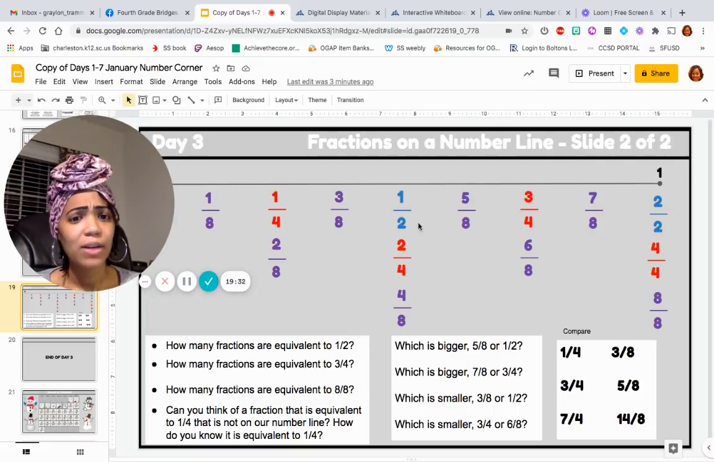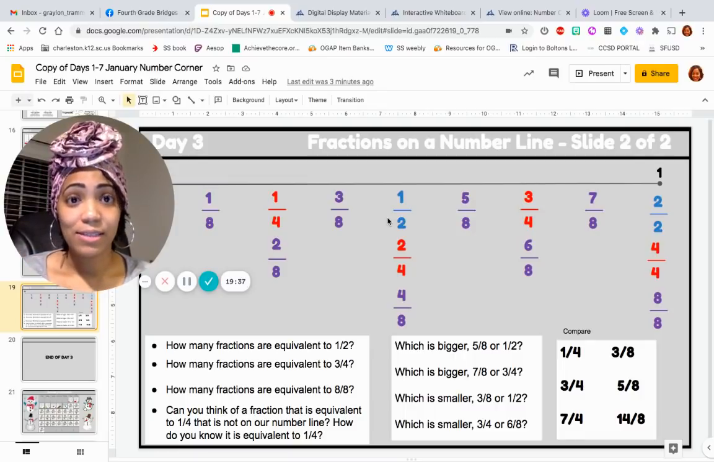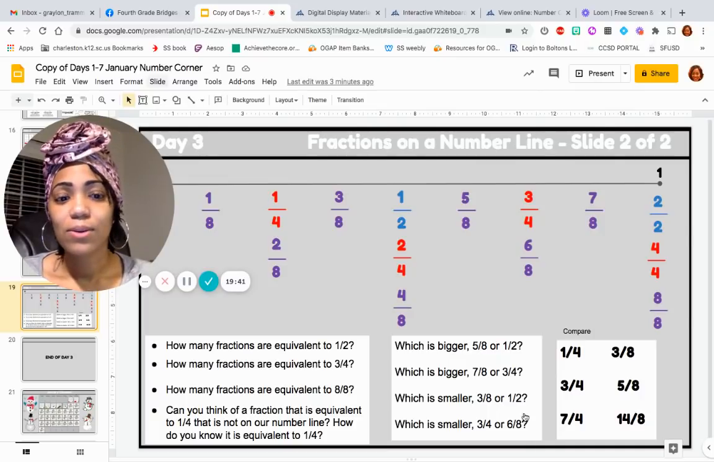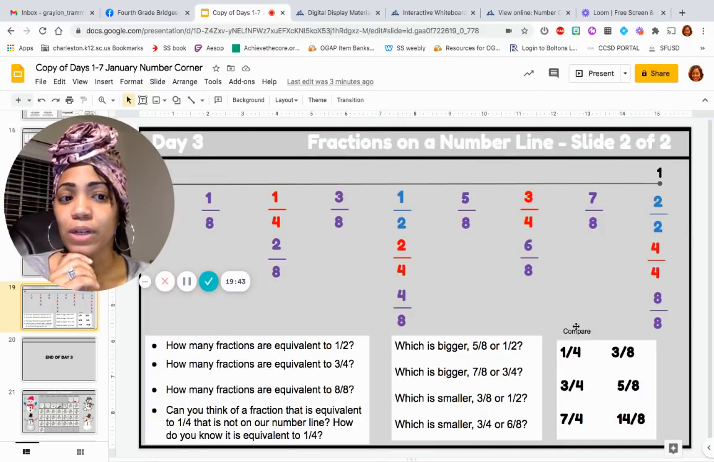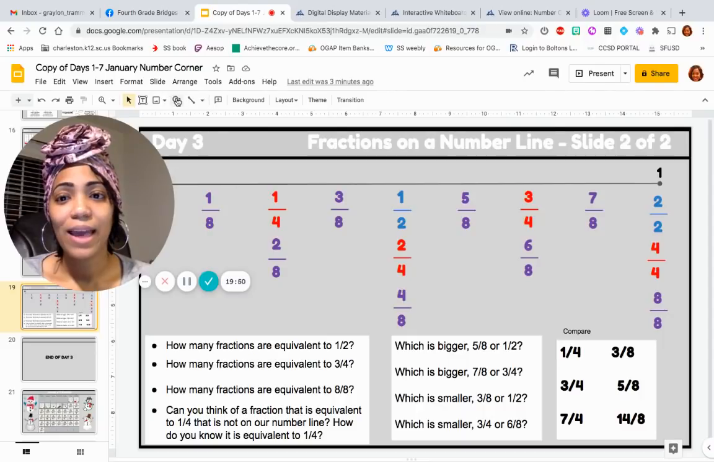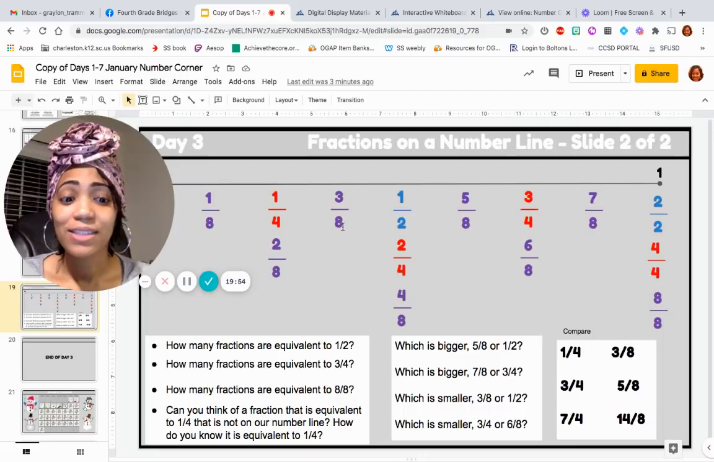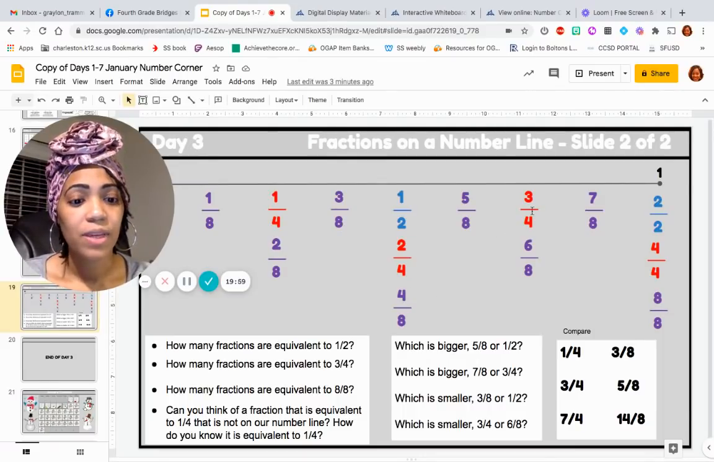All right, so using this number line, it should be very easy to tell which one's bigger. So is 5/8 bigger or is a half bigger? And by bigger, we're looking at farther distance on the number line. Good, 5/8. So is 7/8 or 3/4 bigger? 7/8. Which is smaller, 3/8 or 1/2? 3/8. How about smaller between 3/4 or 6/8? Ooh, they are the same.